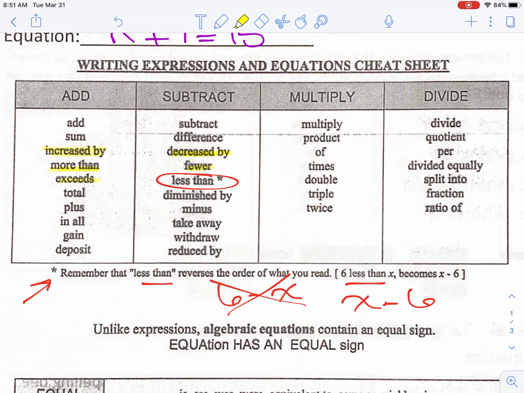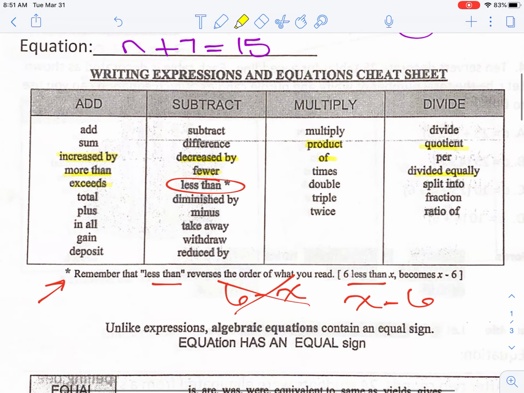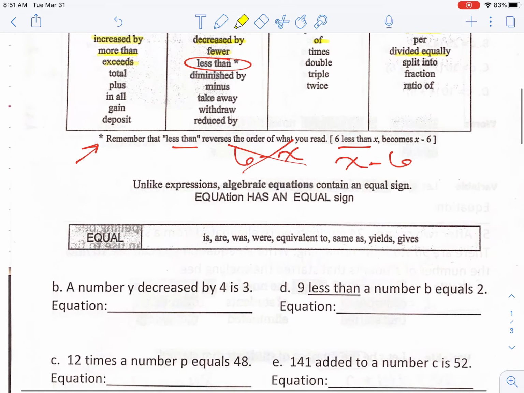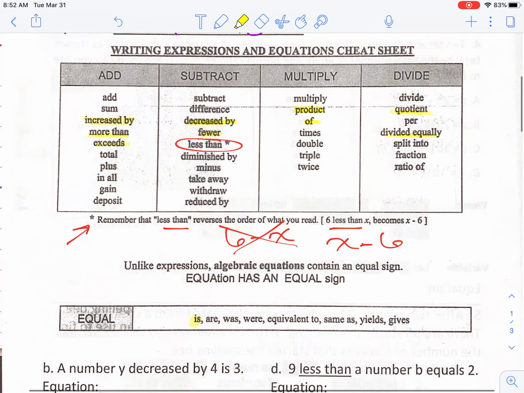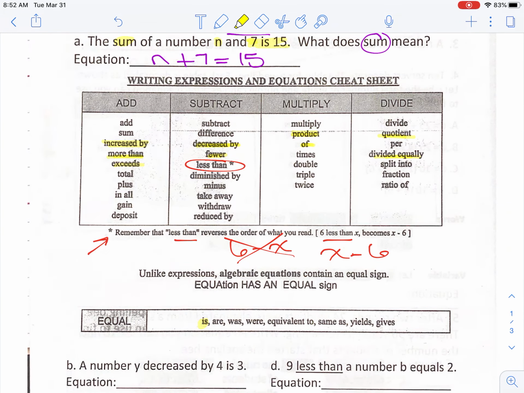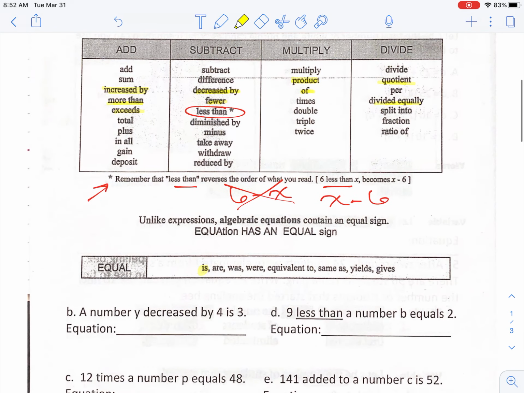Okay, back to the chart. Multiply, we should know by now product and of all mean that we're going to multiply. And then divide, quotient, divided equally, split in two, all of those mean that we're going to use a division sign. Okay, and then our equals. Is, are, was, were, equivalent to, same as, yields, and gives. Mainly you're going to see is in the equations, but there are some others that you can use as well.